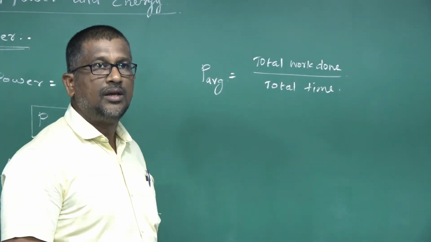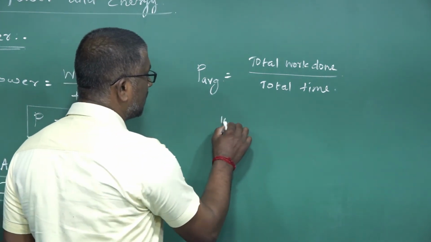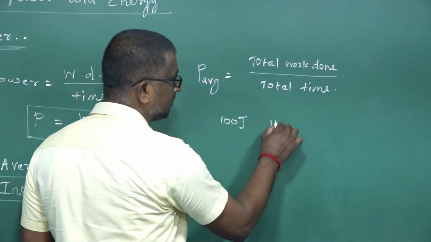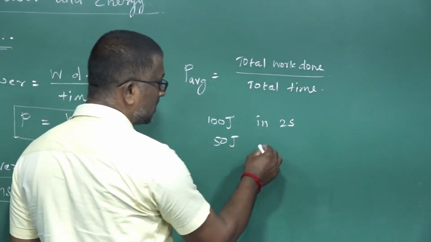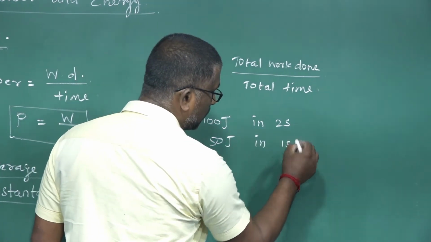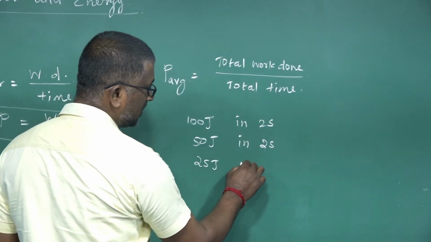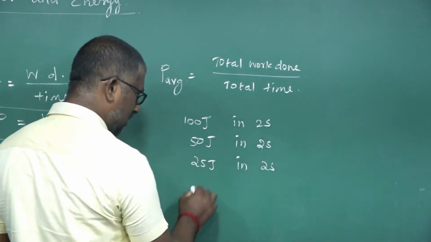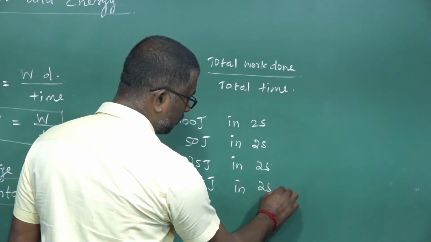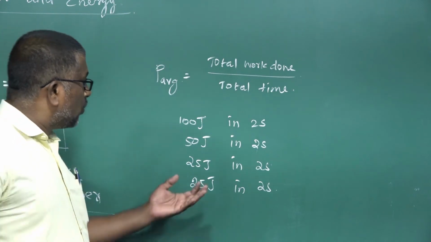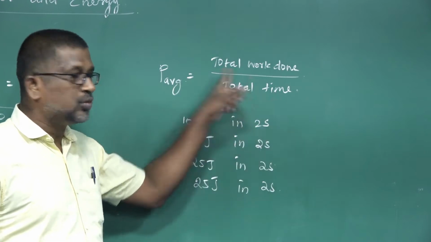For example, suppose a person does a work of 100 joule in 2 seconds, 50 joule of work in another 2 seconds, 25 joule of work in the next 2 seconds, and again 25 joule of work in another 2 seconds. What is the average power of the person for doing these works?